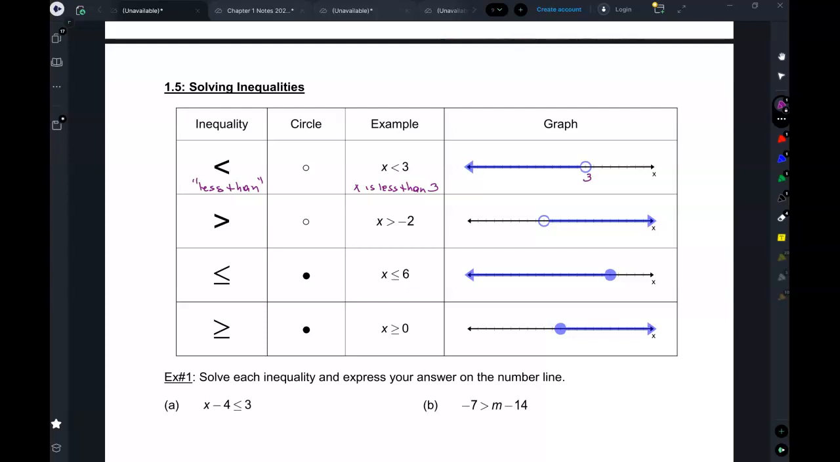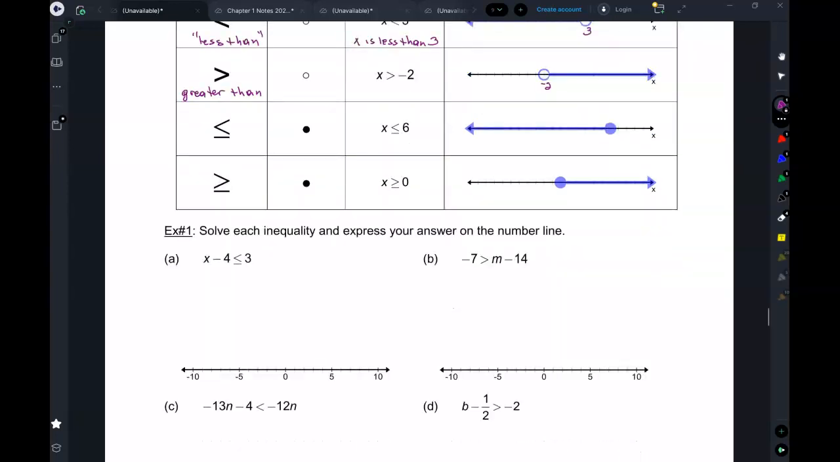Okay? All right. Next, I have this symbol, which means greater than. And again, it takes an open circle. So for example, here I have x is greater than -2. I go to -2, I put an open circle on -2, and then I want to put an arrow over all the numbers that are greater than -2, so it goes on the right-hand side.